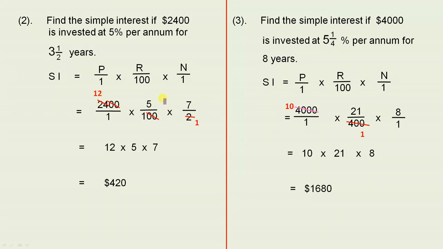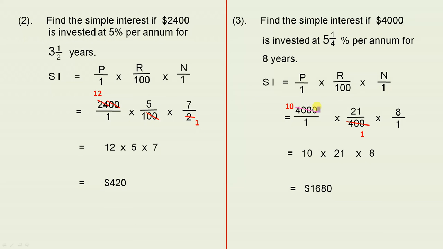There are different ways of doing the cancelling. So it leaves us with 12 times 5 times 7, which is $420. So that's the simple interest. And the final example, find the simple interest if $4,000 is invested at 5.25% per annum for 8 years.